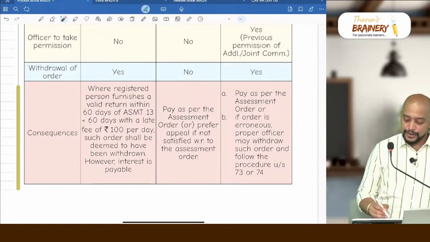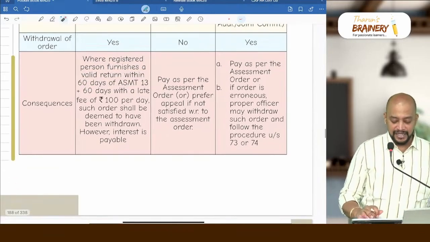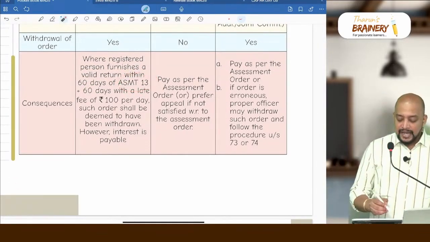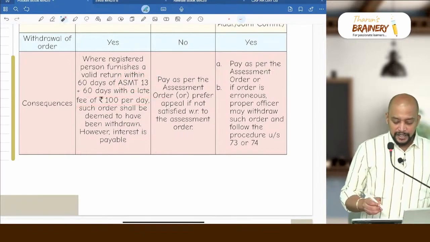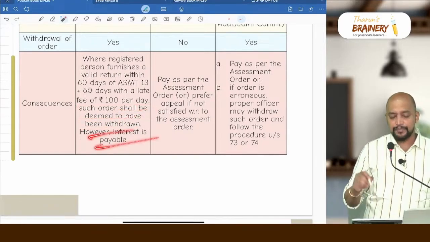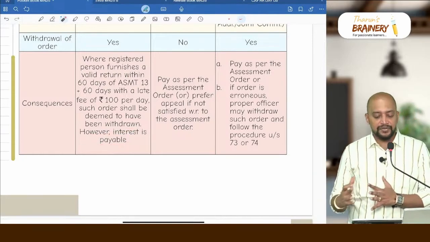Okay, see this. Where a registered person furnishes a valid return within 60 days of ASMT 13, which is the best judgment assessment order, plus 60 days with a late fee of 100 rupees per day, the order shall be deemed to be withdrawn, however interest will be payable. So once we file the return along with this late fee, definitely they will withdraw the order.